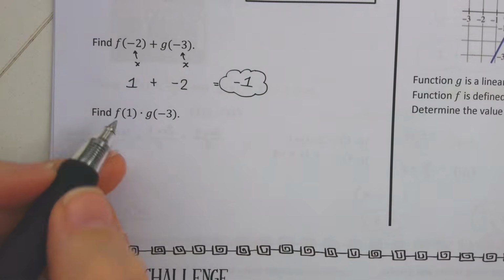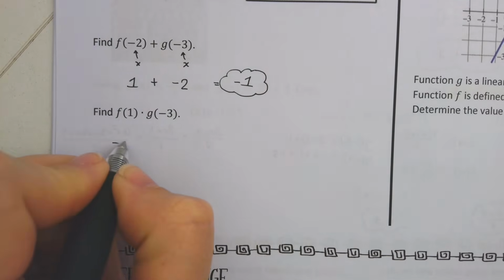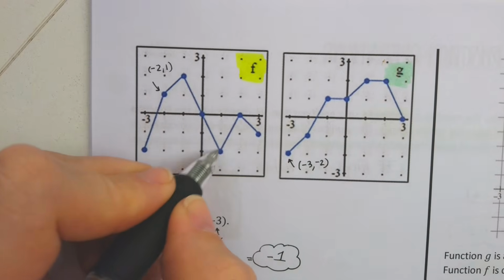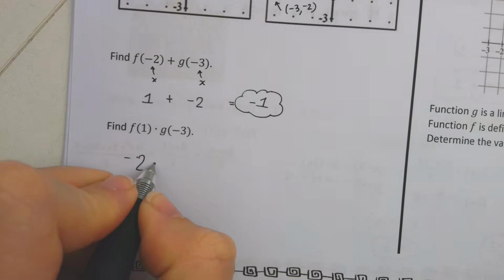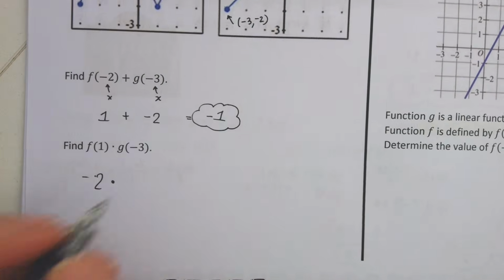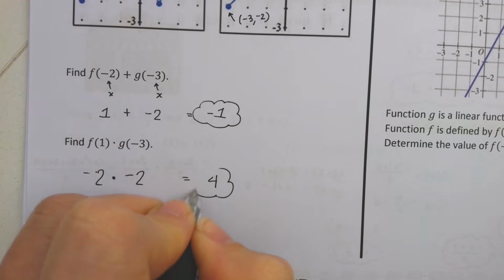F of 1. What'd y'all give for F of 1? -2. We can see that right here. F of 1 is this point right here at -2 times G of -3 again. We already found G of -3. It was also -2. And negative times a negative is a positive.